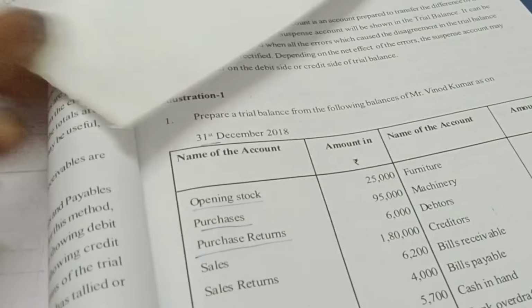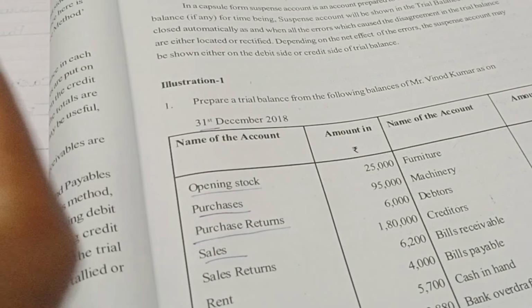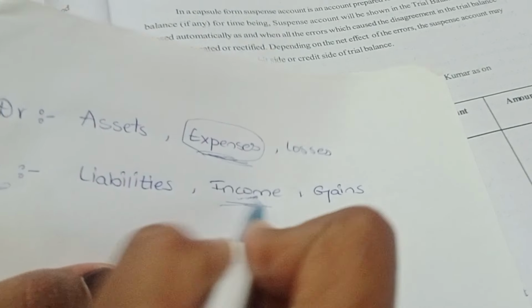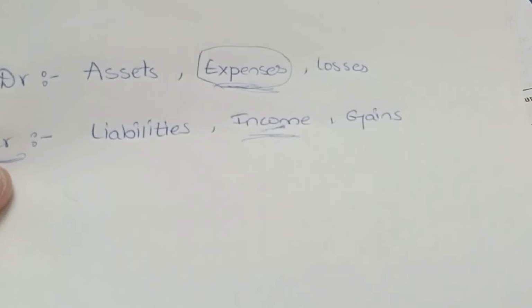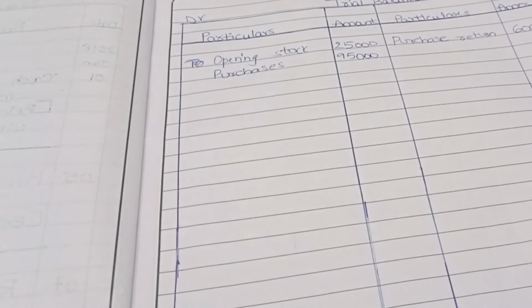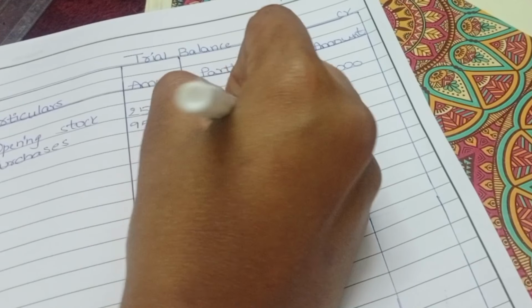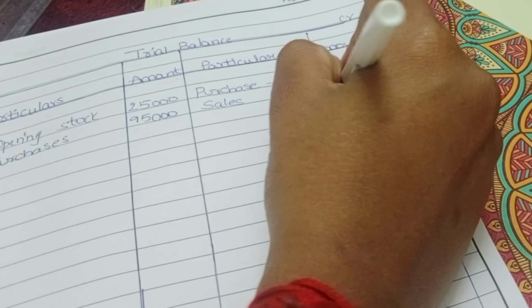Next, sales. If we are selling some product to someone else, it is an income for us, right? We will get cash, so it is an income. Where do we need to write it? Credit side. Here I am writing sales. How much are the sales? 1,80,000.